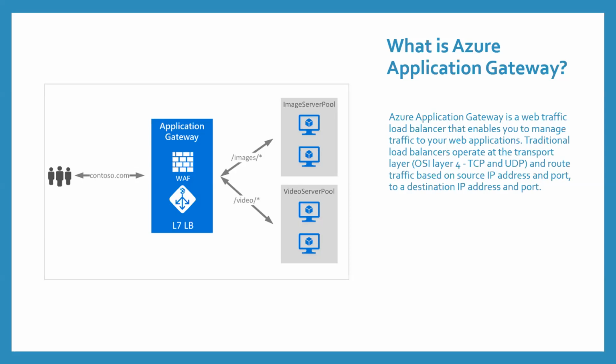Application Gateway is integrated with several Azure services. Azure Traffic Manager supports multiple region redirection, automatic failover, and zero downtime maintenance. Azure Monitor and Azure Security Center provide centralized monitoring and alerting and an application health dashboard.